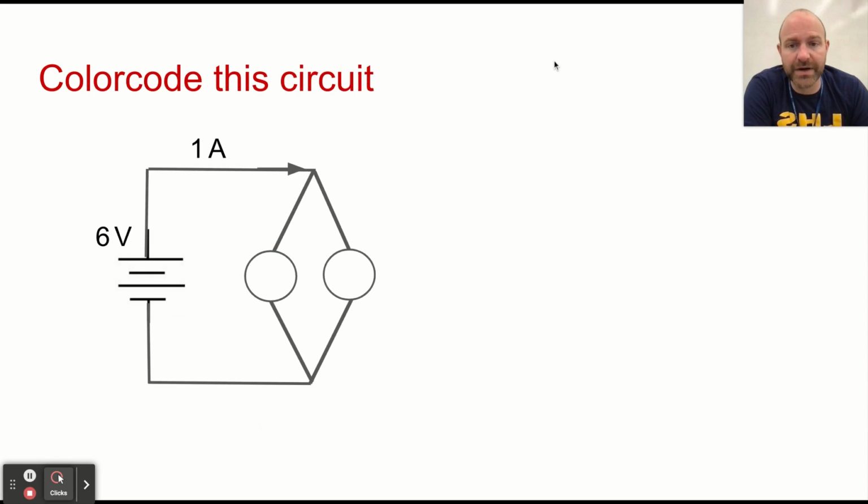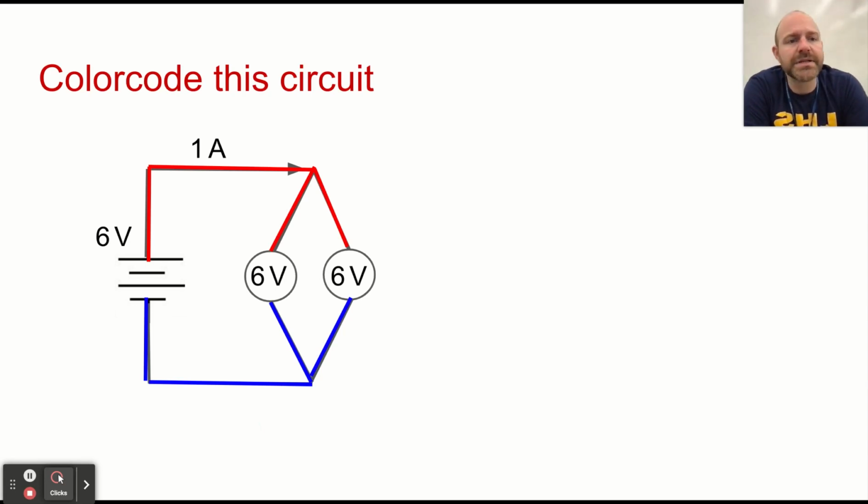We can color code a different kind of circuit. This is a parallel circuit. Red from the positive terminal of the battery. Notice that the red goes through the junction until it hits the light bulbs, and blue on the other side. We have current flow direction, and we know since these are both red, they both have 6 volts across them.